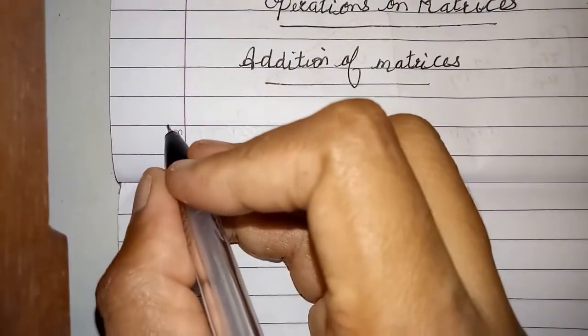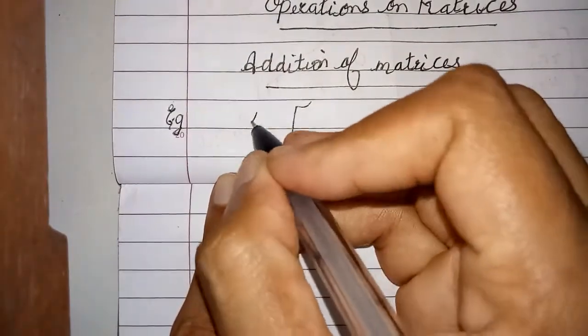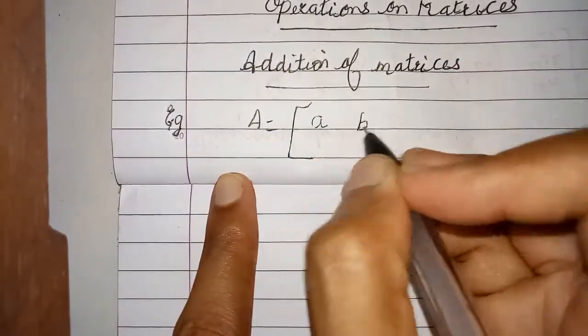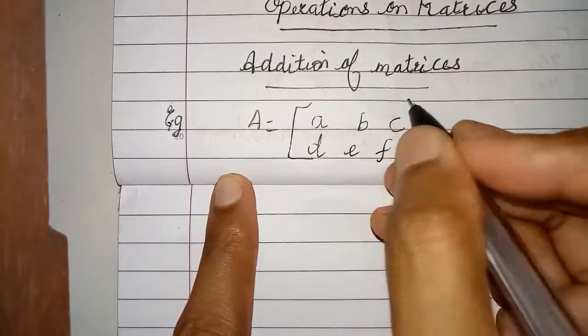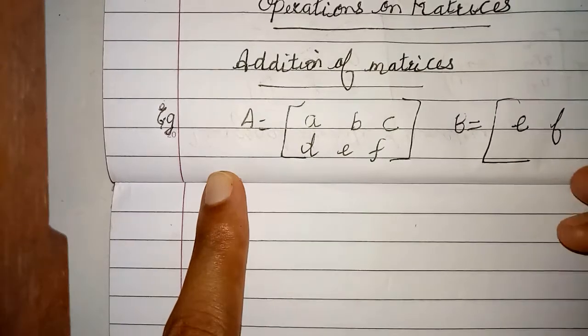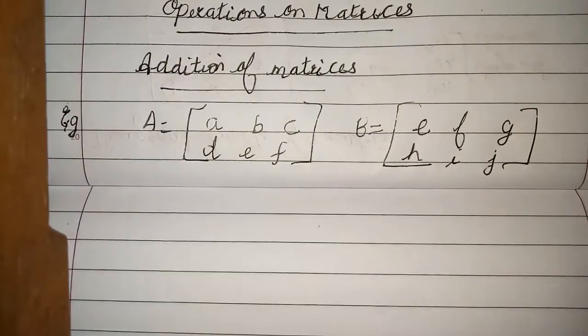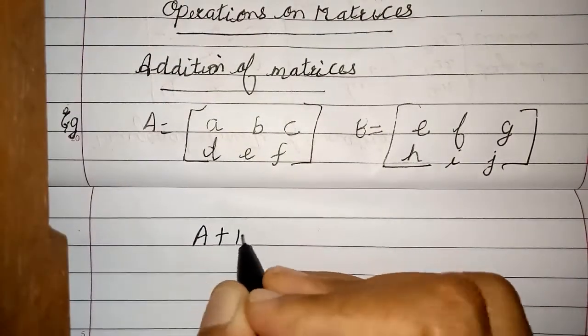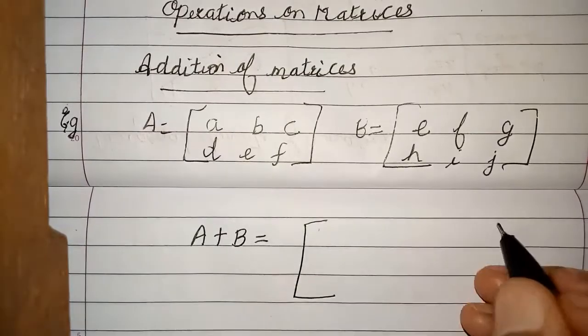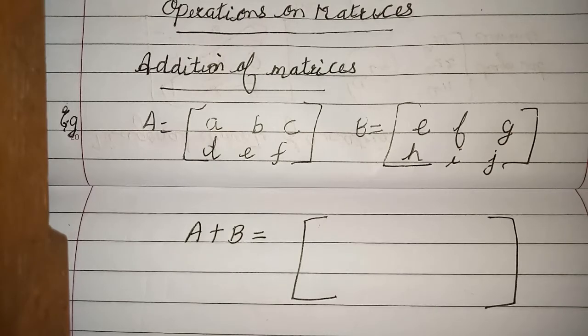Suppose I am given two matrices, say my first matrix is A equal to [a, b, c; d, e, f], and I have a matrix B of the type [e, f, g; h, i, j]. So it says that two matrices can be added only if they are of the same order. Otherwise it will not make sense. If two matrices are not of the same order, you will not be able to find the corresponding elements and add them.